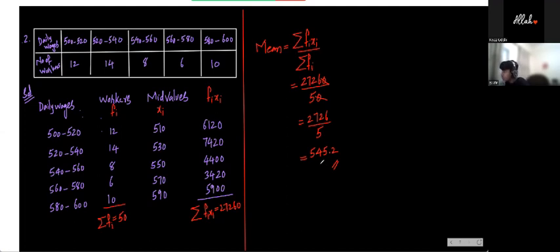Third question. Third question is a different question. Let me do it. Some value is unknown here, right? If a value is not there, you have to find out that value.